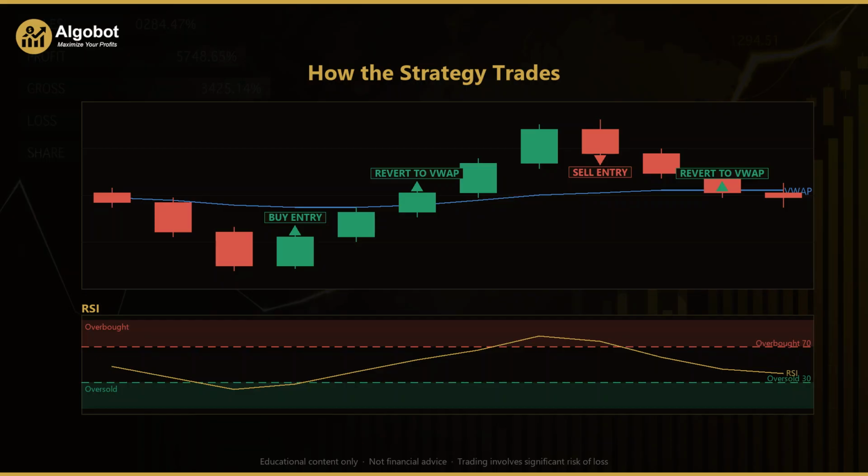So in both directions the logic is identical. Wait for price to stretch far from VWAP, wait for RSI to confirm exhaustion, wait for a reversal candle, then fade the move back toward fair value with a defined ATR stop on the other side. Remember, on a live chart price does not always revert, which is exactly why that stop matters. This walkthrough is an illustration for learning only.